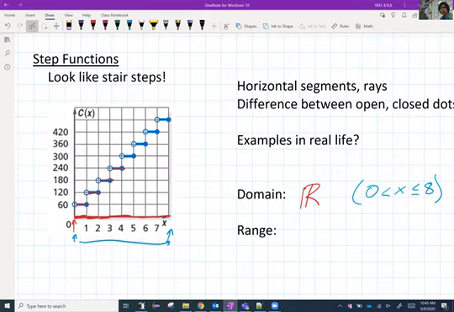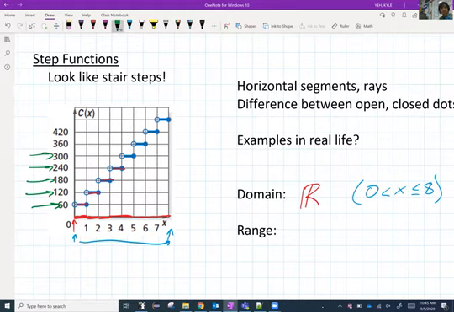What about the range? So the range is all the y values we hit. And it looks like we hit 60, and then 120, and then 180, and then 240, and then 300, and every time we add another 60, it's a multiple of 60, but we don't hit anything in between. We don't hit 241 or 242 or 243. We always just jump up by 60s.